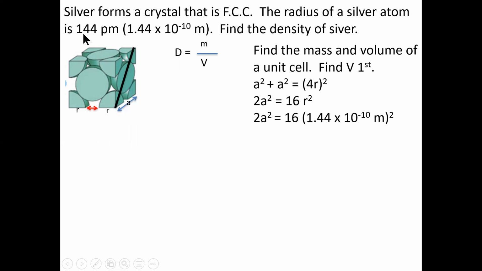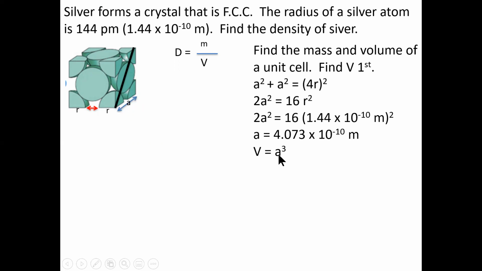The radius of the silver atom was given as 144 picometers, which we switched into meters. So it's 1.44 times 10 to the minus 10 meters. We're going to square it, multiply it by 16, divide it by 2, and then take the square root. And we now arrive at that dimension of this face-centered cubic cell.